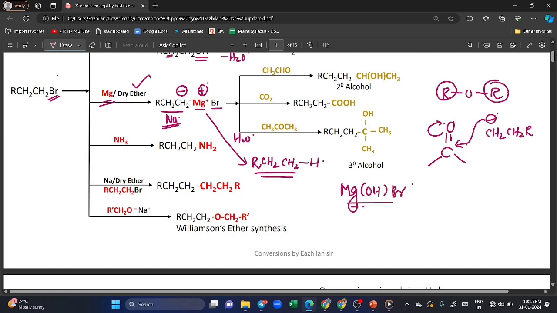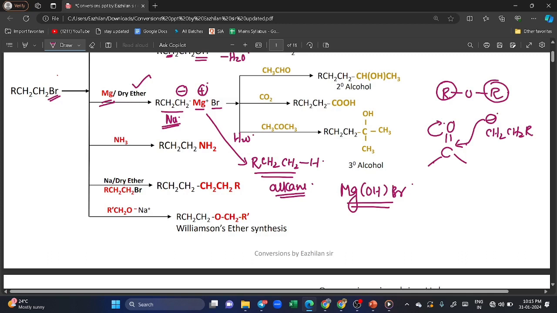So in the presence of even a trace of moisture, the Grignard reagent becomes very unstable and it will give you an alkane. So remember, Grignard reagent should always be prepared in moisture-free conditions. That is why we are using dry solvents like ether. And the nature of this Grignard reagent is also very important.